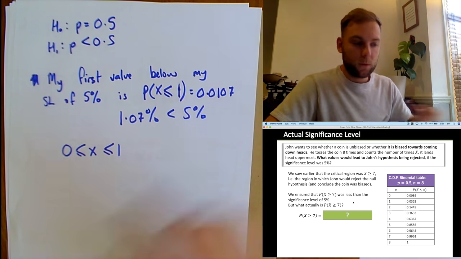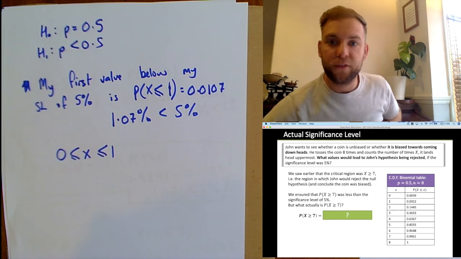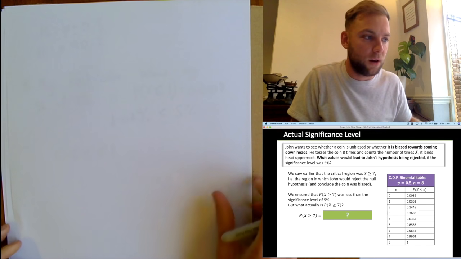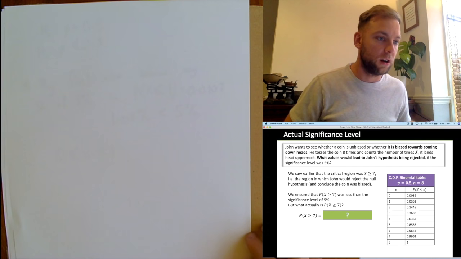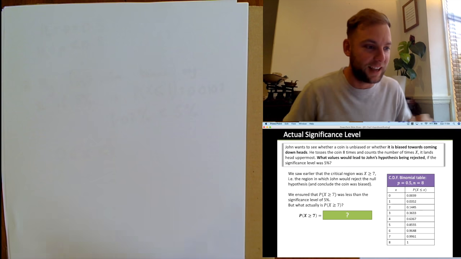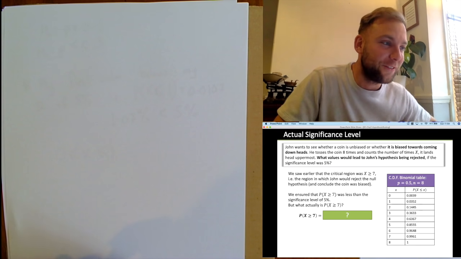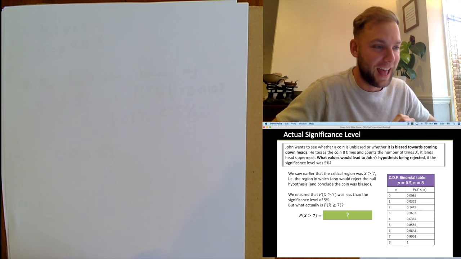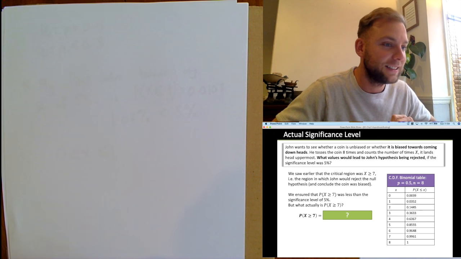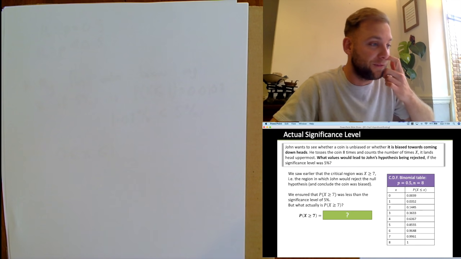So we've got another question here. Let's have a look at these ones. We've used coin quite a lot. John wants to see whether a coin is unbiased or whether it is biased towards coming down as heads. He tosses it 8 times and counts the number of times x it lands on heads uppermost. What value would lead to John's hypothesis being rejected?